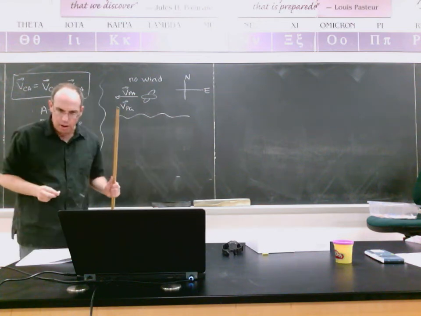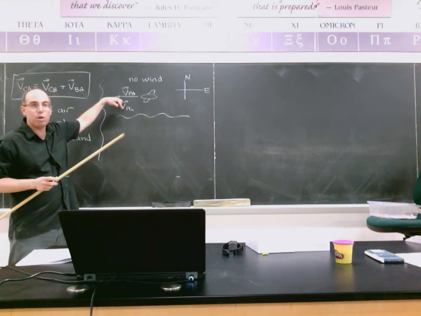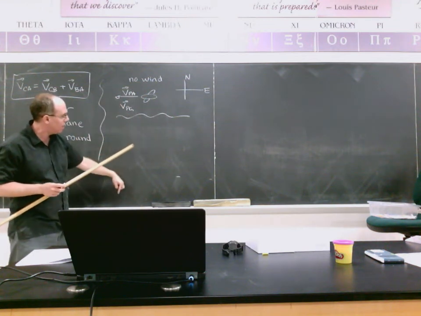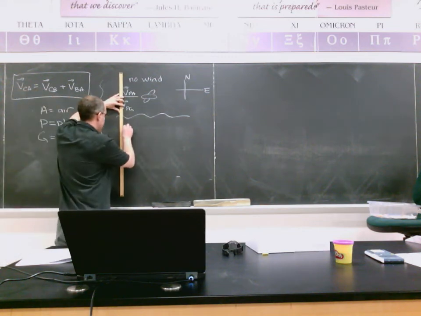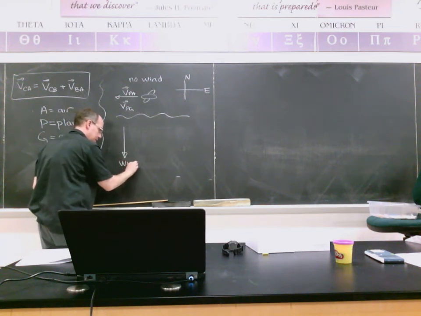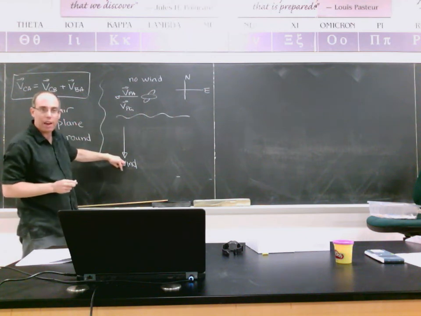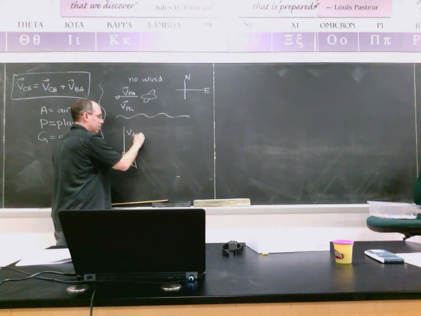Okay? Now we're going to put in some wind. Wind is motion of the air with respect to the ground, and let's say that wind is blowing from north to south. So we have wind blowing from north to south. Wind is motion of air with respect to the ground, so this vector here would be velocity of air with respect to ground.